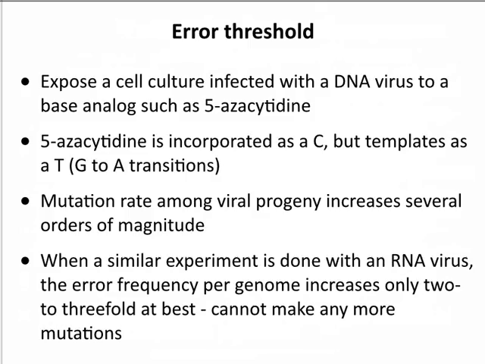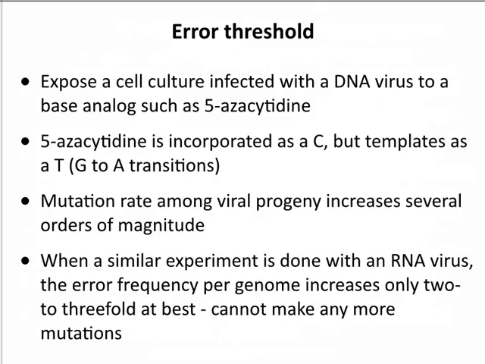So you infect a cell with a DNA virus in the presence of a base analog. In this case, it's called 5-azacitidine. Now, this is a drug that looks like a triphosphate, but it will not template properly. So it's incorporated as a C, but the polymerase thinks it's a T. So normally if it were a C, the polymerase would put a G in, right? But the polymerase says, oh, this is a T, so it puts an A in wherever it sees an azacitidine in the genome. So basically it's a way of introducing mutations into the genome. You're changing what should be a G to an A.